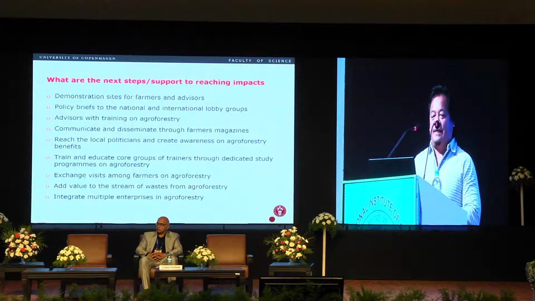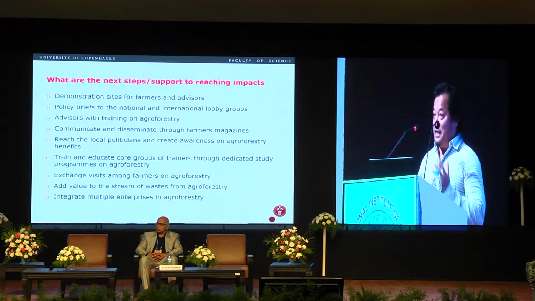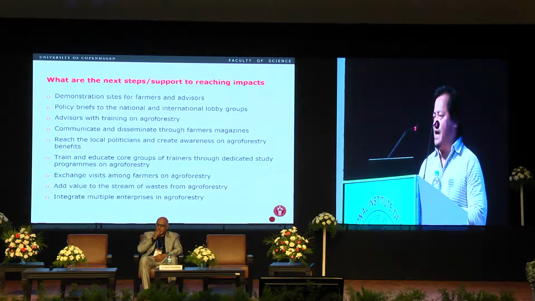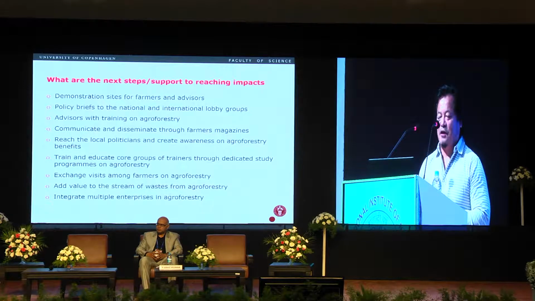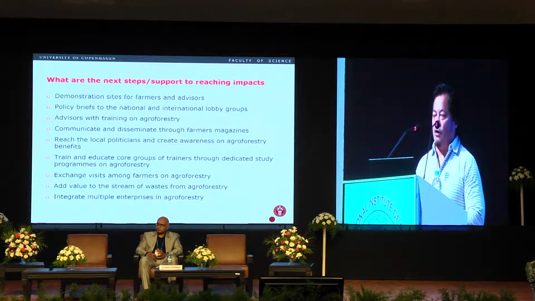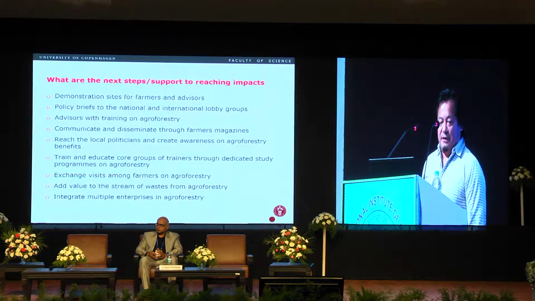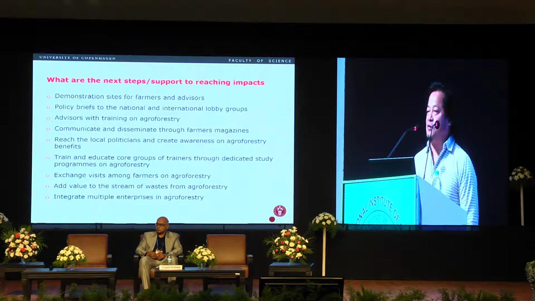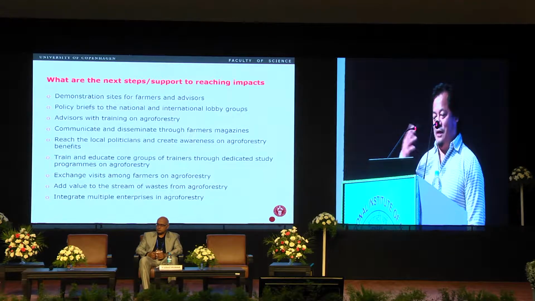So what are the next steps to reaching the impacts in terms of encouraging farmers to go for agroforestry? Here are some of the brief points I put in. Demonstration sites for farmers and for advisors, policy briefs to the national and international lobby groups, training on agroforestry for the agriculture advisors, and communication and dissemination to farmers in farmer-targeted magazines, and also to reach local politicians and create awareness on agroforestry benefits.